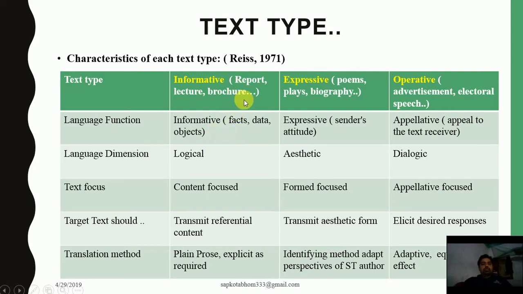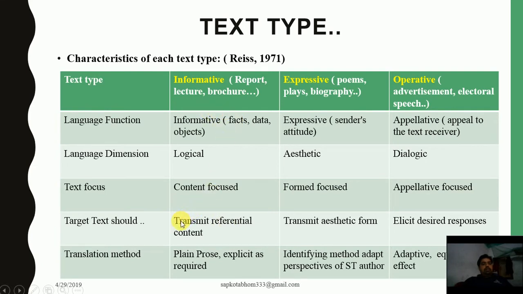For example, brochures and reports. And the focus of the expressive text is form. Poems, plays, and biographies are always oriented to focus on the form rather than the content. In the operative type of text, the focus is always on the appellative way. Their intention is to appeal to the readers.